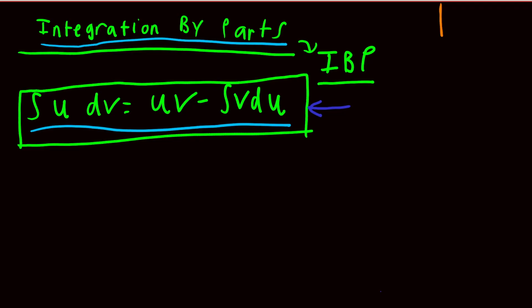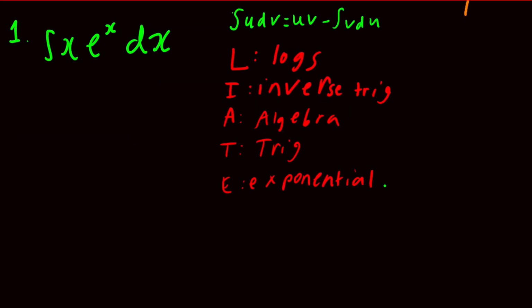We're going to go through one easy example, one medium example, and one hard example. Hopefully by the end, you'll be able to knock these out no problem. All right, so let's go to our first question: the integral of x times e to the x dx.